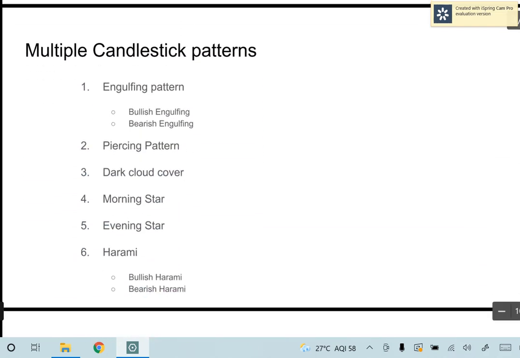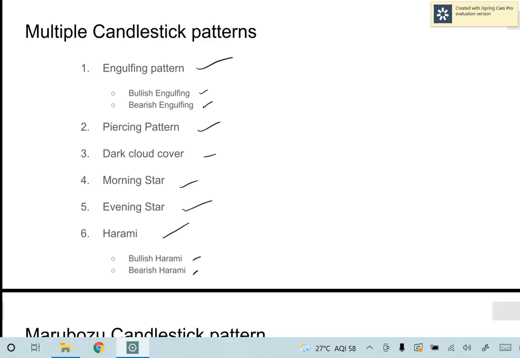What is a multiple candlestick pattern? In the market, we can make a decision by using more than one candlestick. That's called multiple candlestick patterns. Here I am giving the most popular multiple candlestick patterns like engulfing, in that bullish engulfing, bearish engulfing, piercing pattern, dark cloud cover, morning star, evening star, harami, in that bullish harami, bearish harami. I'll explain all these patterns in detail in the upcoming videos.